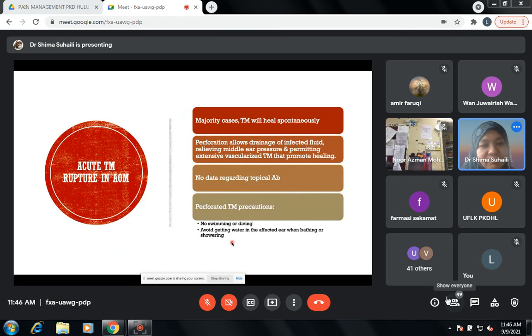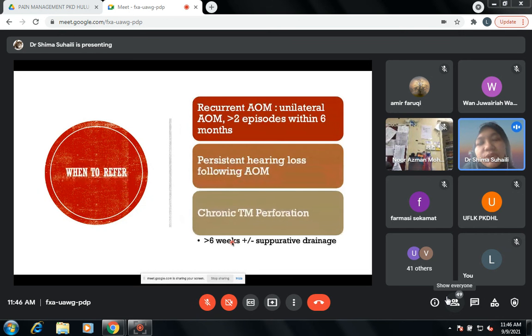So when should we refer the case to the hospital? When the patient has recurrent acute otitis media, meaning unilateral AOM more than 2 episodes within 6 months. So they have recurrent AOM, and we have to investigate why. They need more extensive evaluation, like maybe CT or direct visualization with rhinoscopy to see if there's any mass inside the nose.